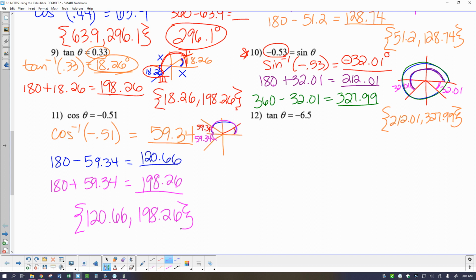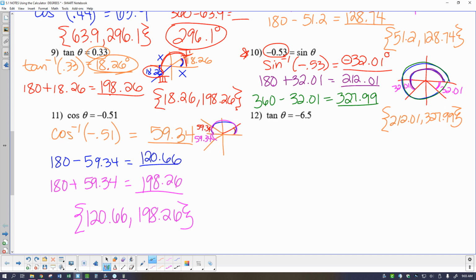I like drawing the picture. I think it makes sense to me. You can also come up with it: if it's got to be in the second quadrant, I take this angle and subtract. There's lots of different ways of doing it. I think visually the picture makes the most sense, but again, that's up to you guys.